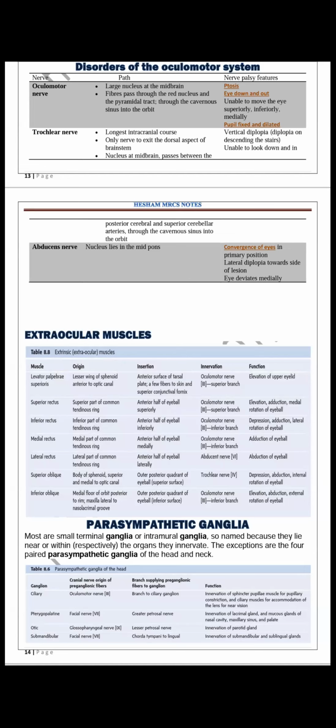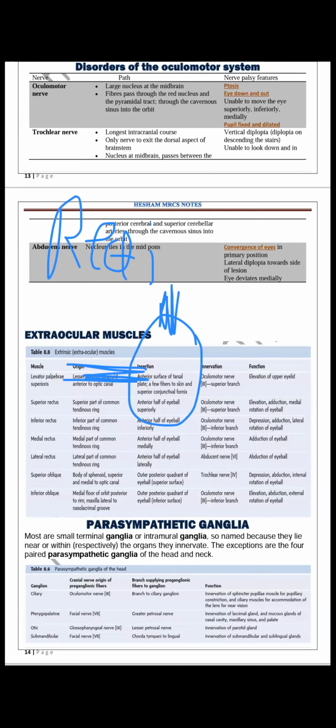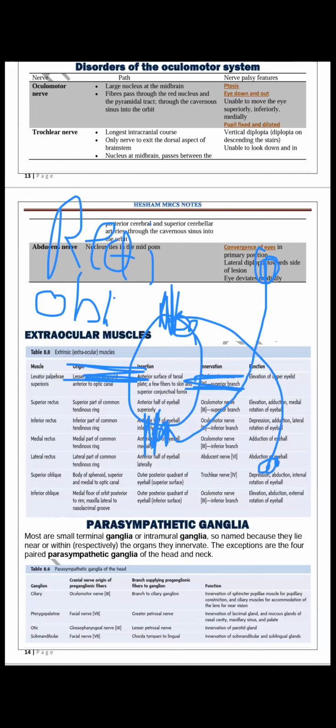I have recti, and as you see, this is the eye. I have superior rectus, lateral rectus, medial rectus, inferior rectus. I have obliques: superior oblique, which is inserted into the lower part, and inferior oblique, inserted into the upper part. So this is superior oblique and this is the inferior oblique. So I have recti and obliques. I will add to them a single muscle called levator palpebrae superioris, within the upper eyelid.